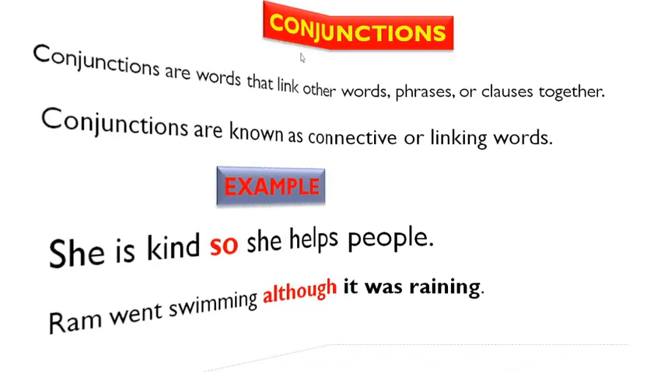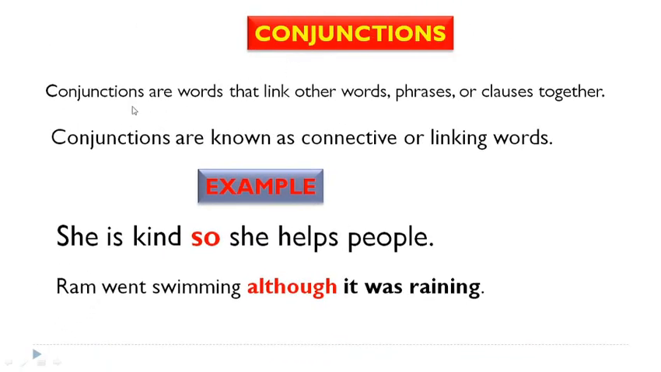Our topic: conjunction. Conjunctions are words that link other words, phrases, or clauses together. Conjunctions are known as connective or linking words. Example: She is kind, so she helps people. Ram went swimming although it was raining. The red color words are so and although.